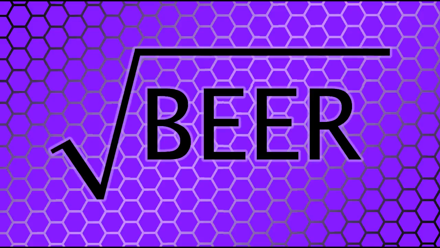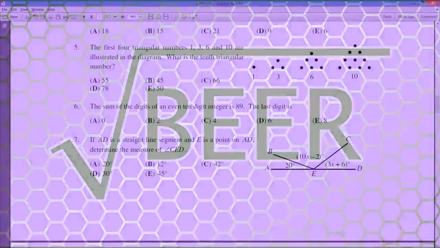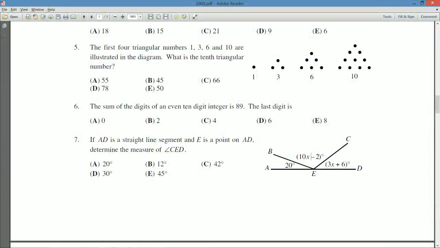Welcome back to the 2000 Cayley paper. That's the grade 10 level contest. And we're on question number 5. So what does question 5 say? It's got a nice little picture. The first 4 triangular numbers, because they form triangles, are 1, 3, 6, and 10, as illustrated in the diagram. What is the 10th triangular number?